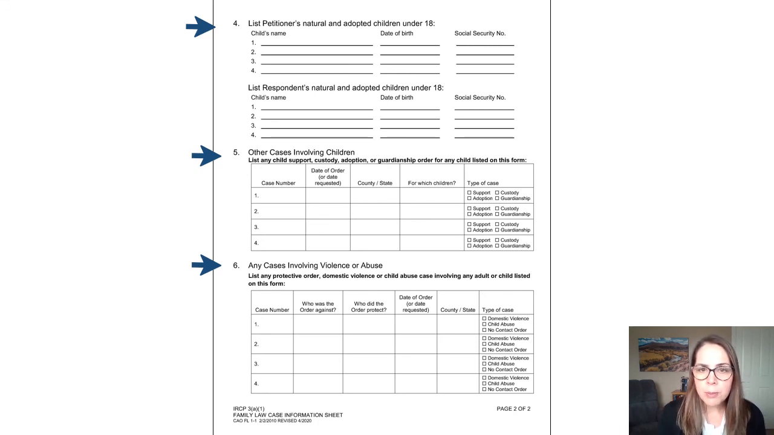When your forms are completed to the best of your ability, please email them over to the Court Assistance Office at CAO@bannockcounty.us, and we will review your forms and email you back.